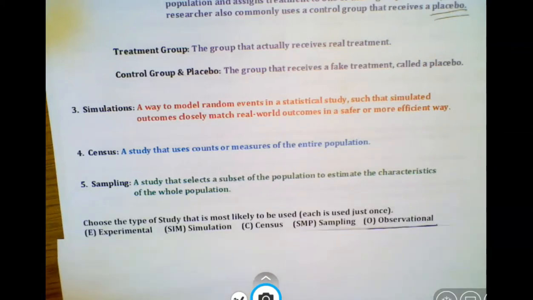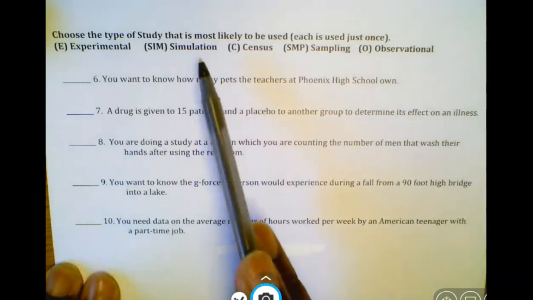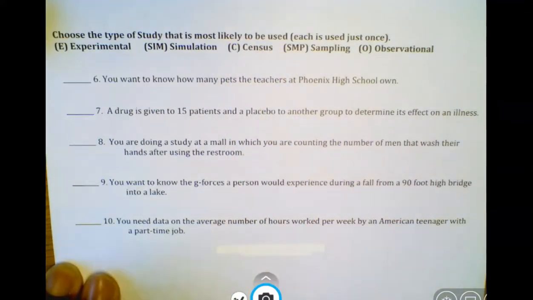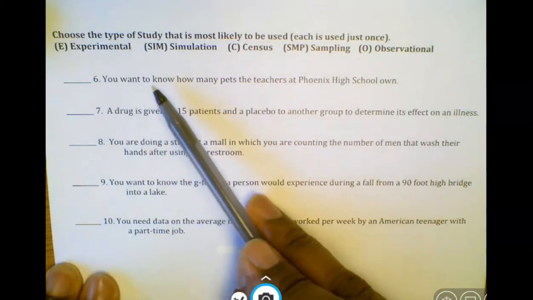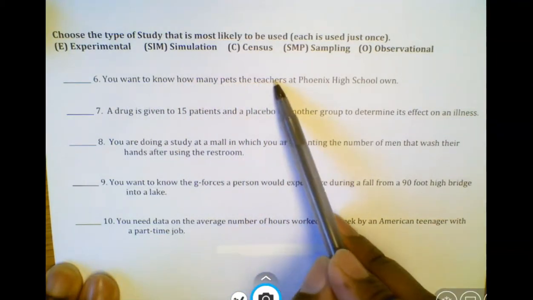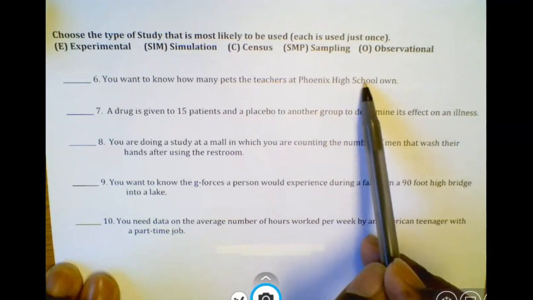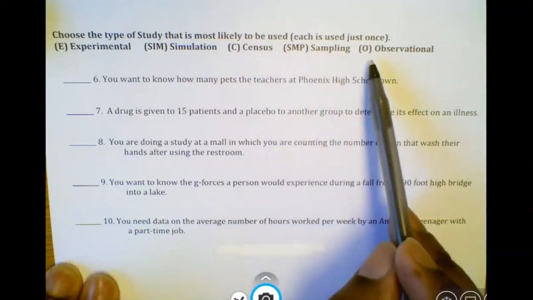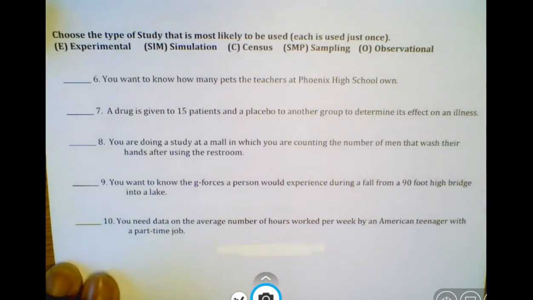All right, so now let's put it to use. I'm going to give you some questions, and you're going to choose which study is happening in each one of those questions. So you can choose the type of study that is most likely to be used. Looking at this, you want to know how many pets a teacher at Phoenix High School has. Would you use an experiment, a simulation, a census, a sampling, or an observation? I'm going to give you about 3 minutes. You can pause the video and answer these 5 on your own, and then we'll come back and start answering with you. So take a minute to pause.